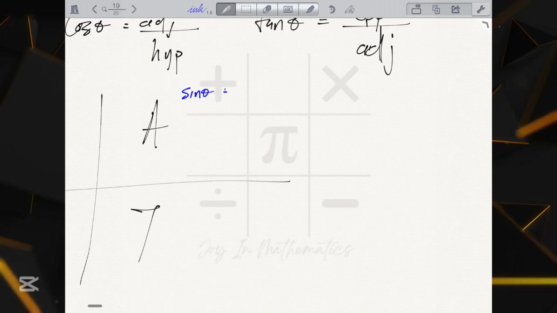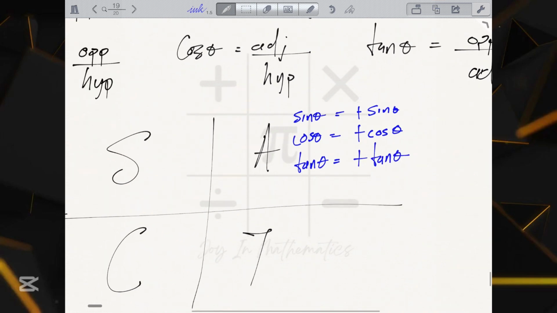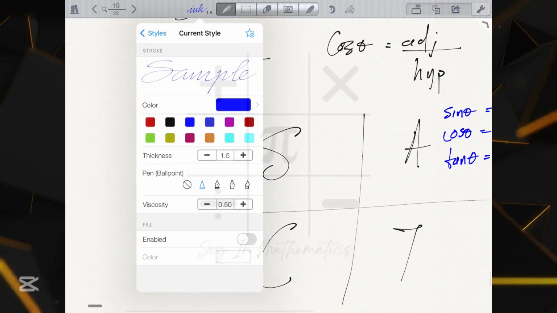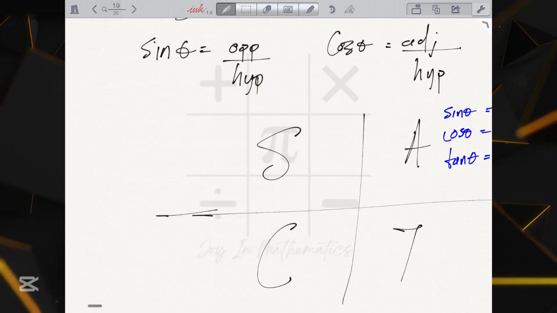Sine theta is equal to positive sine theta. Cos theta is also positive cos theta. And tan theta is equal to positive tan theta. And in this case, only sine is positive. So we are saying that if we have the sine of a number, it will be the sine of that relative acute number. So this will be 180 minus theta.